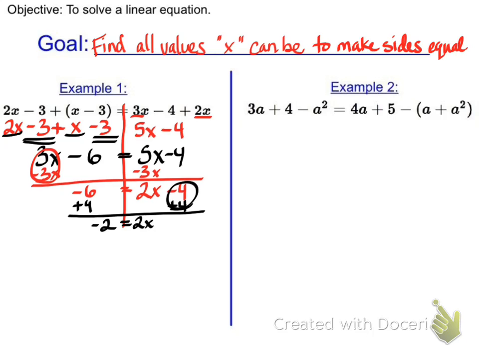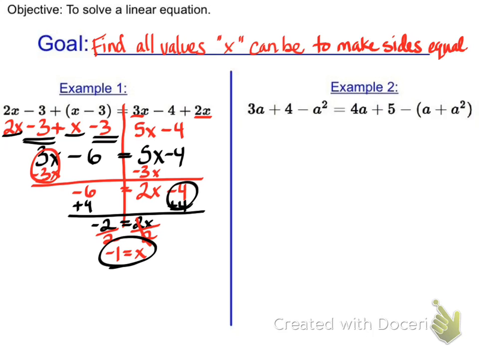Now the final step here is to get only 1x. So we got the x's alone and together, but it says 2x and we want 1x. So we divide by 2 on both sides, because 2x divided by 2 will give me 1x. And then on the left, I'll get negative 1. The answer here is x equals negative 1. This is the only value for x that will make this equation equal.